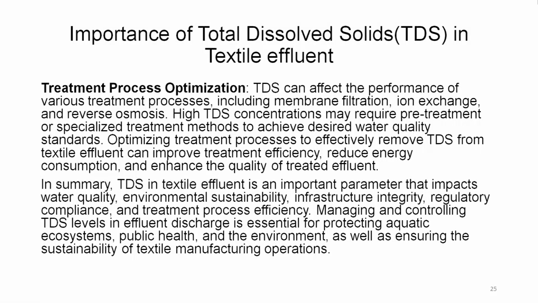In summary, TDS in textile effluent is an important parameter that impacts water quality, environmental sustainability, infrastructure integrity, regulatory compliance and treatment process efficiency. Managing and controlling TDS levels in effluent discharge is essential for protecting aquatic ecosystems, public health and environment, as well as ensuring the sustainability of textile manufacturing operations.